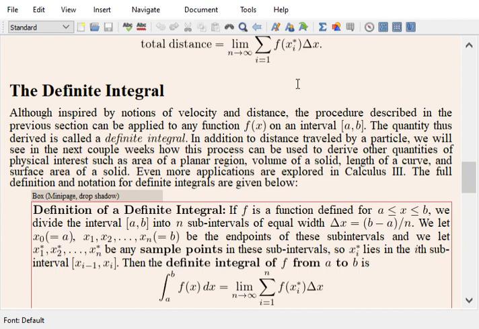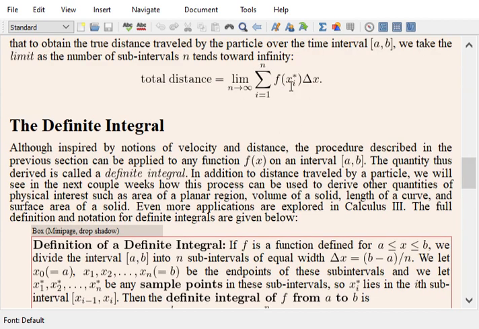But the procedure described above can be applied to any function on any interval. It doesn't have to be velocity, right? Just follow the same steps and you'll get the same sort of quantity. So the quantity thus derived, in other words, this thing, is called a definite integral.